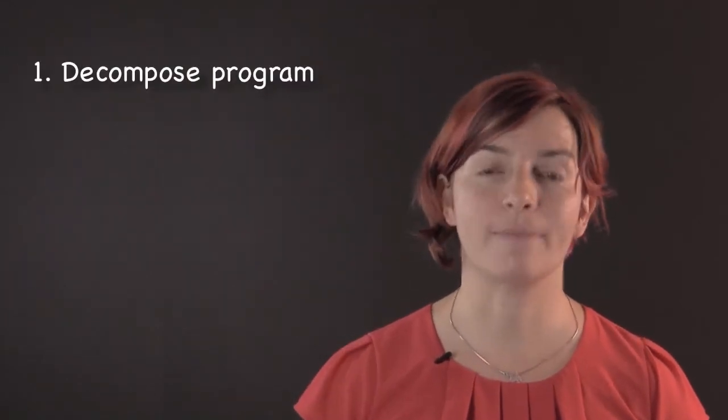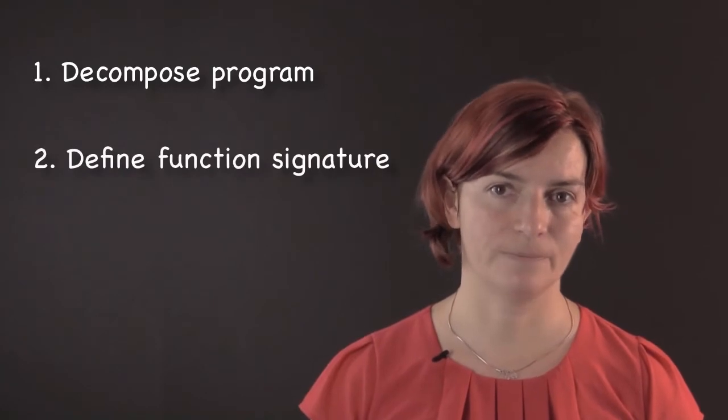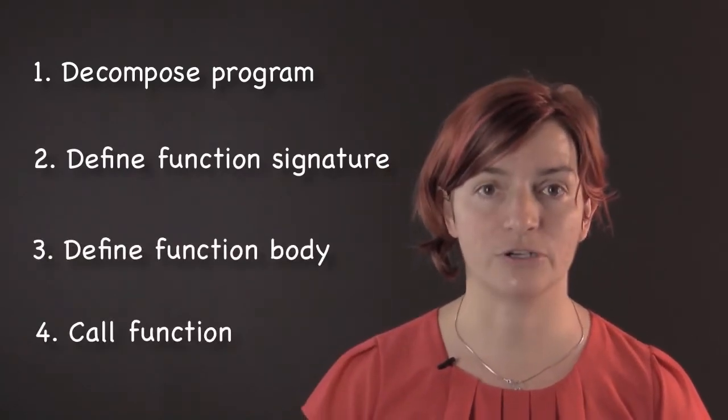The flowchart for using functions is something like this. Decompose the program into many parts. Define the function signature. Define the function body. Call the function where needed.